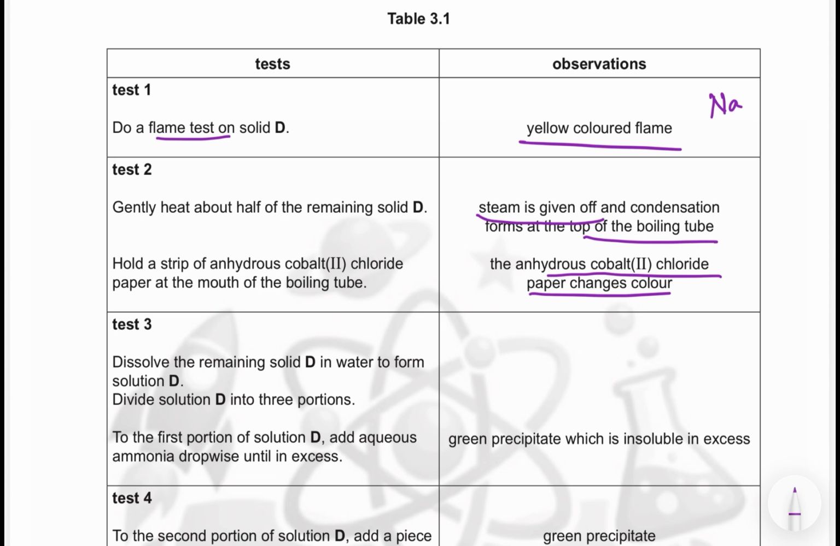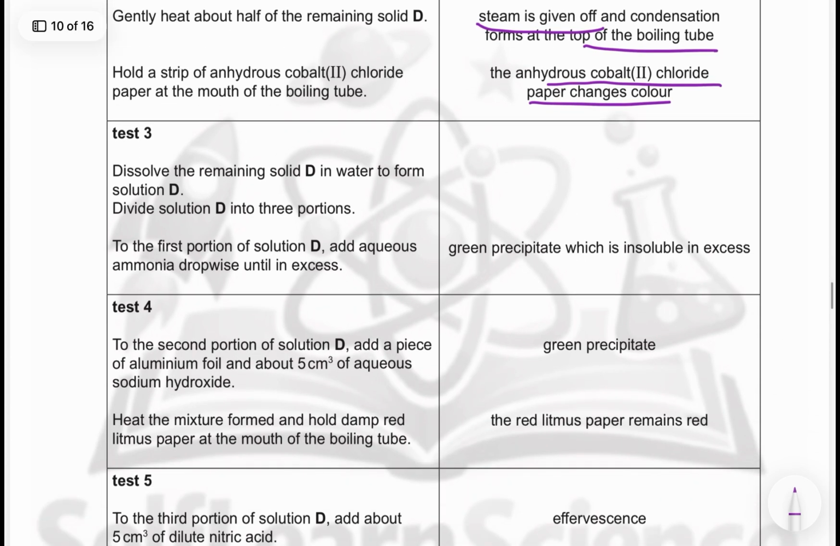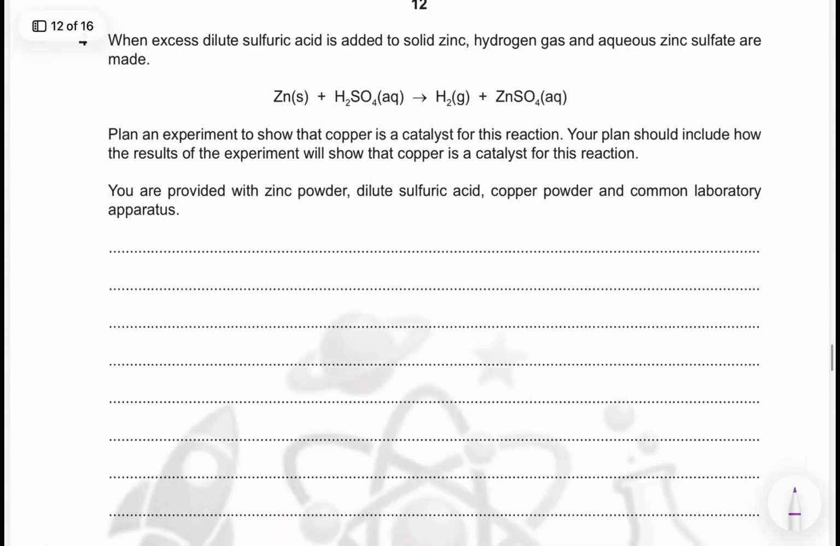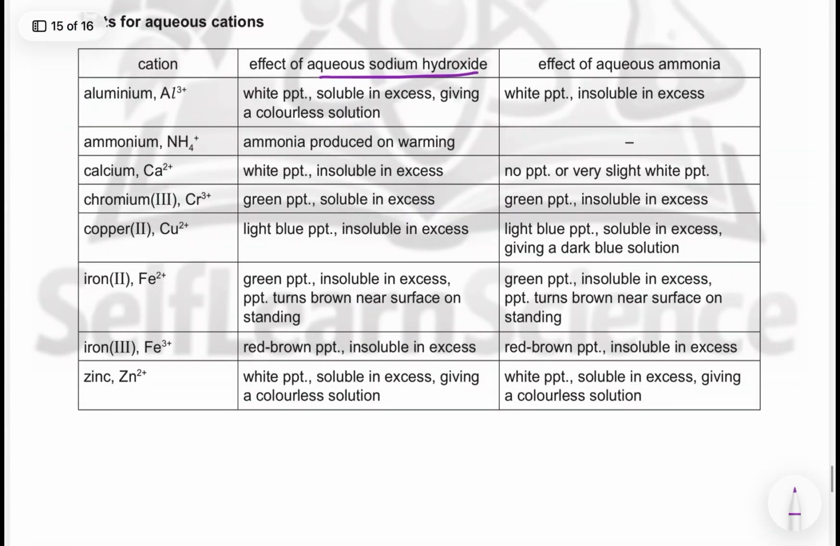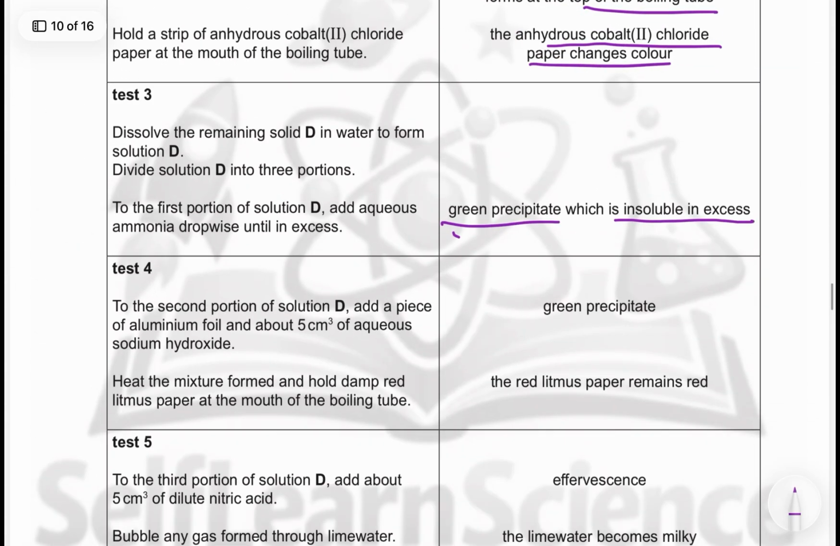Test 3. To the first portion of solution D, add aqueous ammonia dropwise until in excess. Green precipitate is formed which is insoluble in excess. So we'll just check which cation gives us green precipitate. Both chromium and iron give us green precipitate, but it is insoluble in excess. So we confirm the cation as iron here. So in test 3, I confirm it as iron.